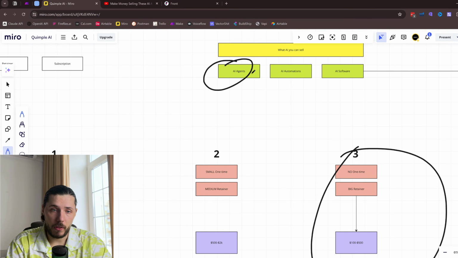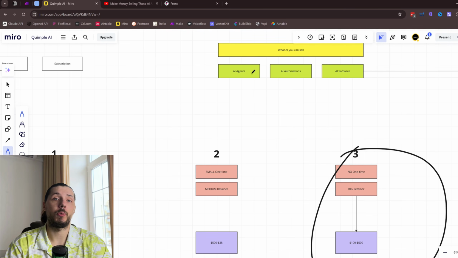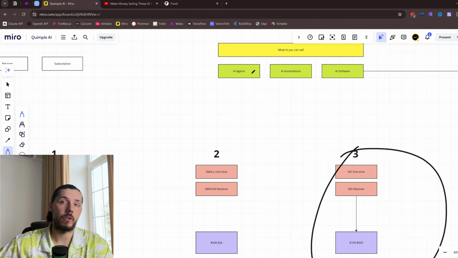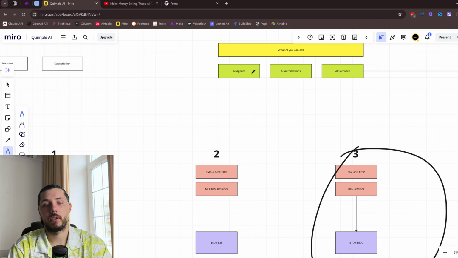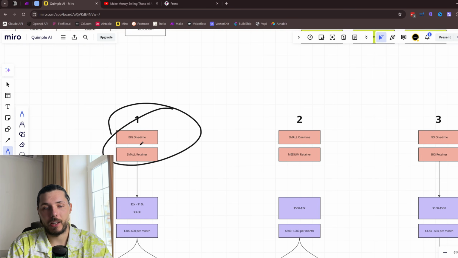You should explain how everything works, and if you know how to do that, it will help you a lot to close more clients, because you show better results and you have better retainers, so you retain the customers for more time. Small one-time, medium retainer, or big one-time, small retainer.